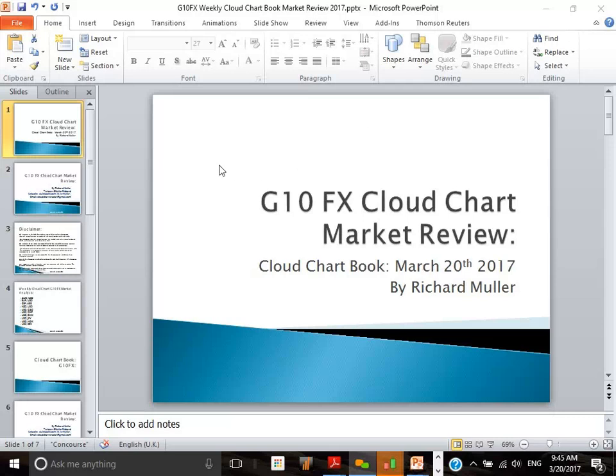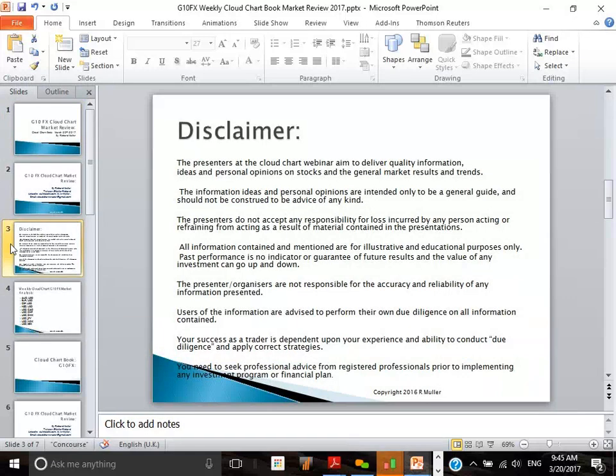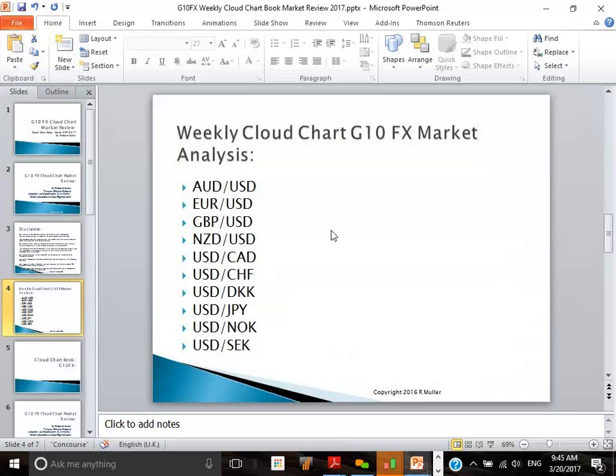Good morning, everybody. It's the 20th of March, and this morning I'd like to do the G10 FX cloud chart market review. We're going to look at the G10 currency pairs from a daily and weekly Ichimoku cloud chart perspective. There's the usual disclaimer. And these are the currency pairs that we'll be covering in this morning's analysis.